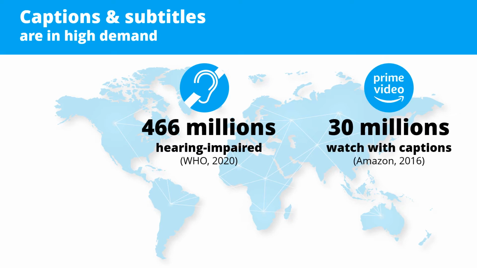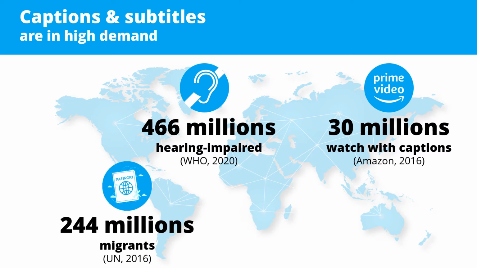According to Amazon Prime Video, 30% of the users watch with subtitles. Only 20% of those are hearing impaired. There are 244 million people living in a country other than the one they were born in. Captions help many of them to better understand what is spoken on TV, accelerating the language learning process.